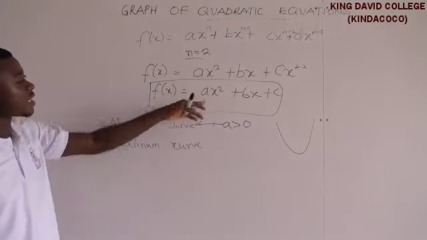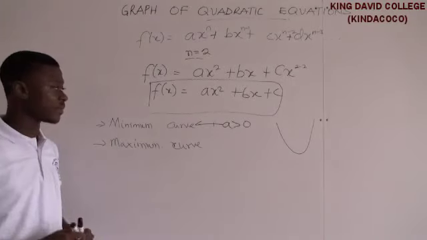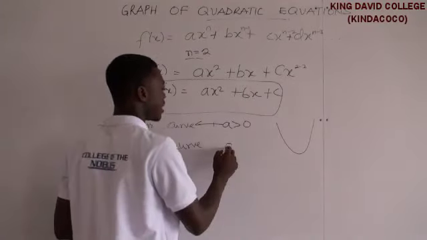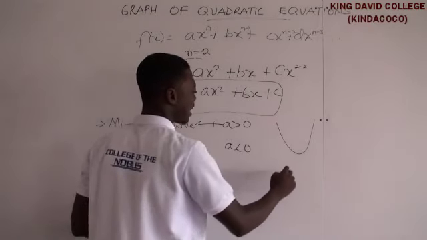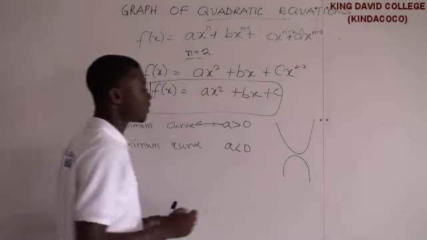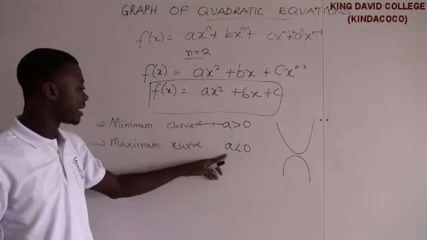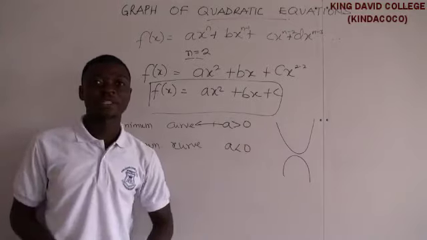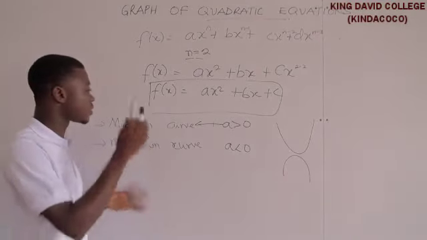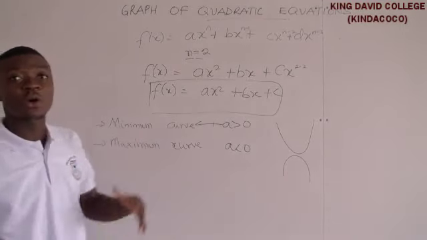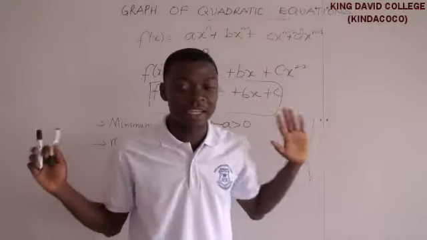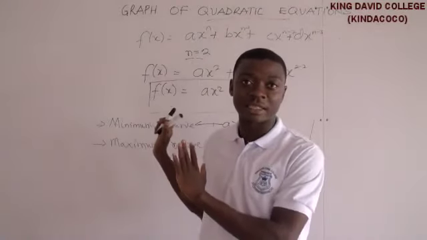Then when the coefficient of x squared here is negative, then it's going to give you a maximum curve. So the curve is going to go more or less this way. Okay, so this is for when it's negative, and then this is for when it's positive. So we have these two situations. Okay, so even if you are given any function, that is in terms of what?